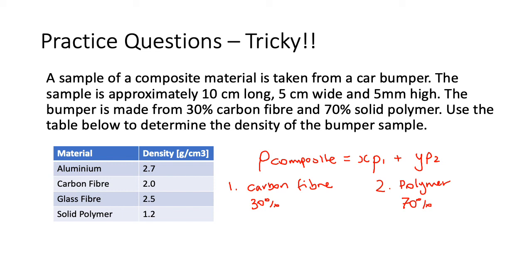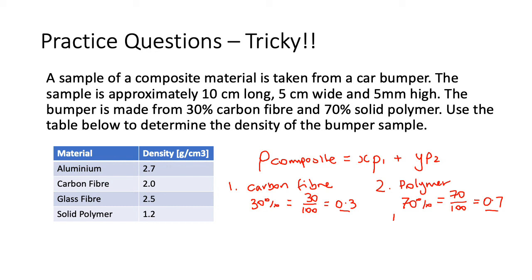We just need to convert these into proportions out of 1. So 30% is 30 over 100, which is the same as 0.3. For the polymer, 70% is the same as 70 over 100, which is the same as 0.7. We just need to make sure that 0.3 and 0.7 add up to 1.